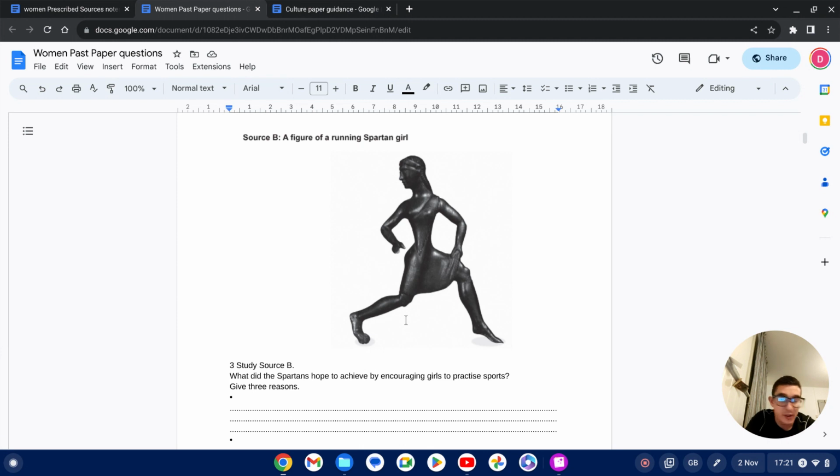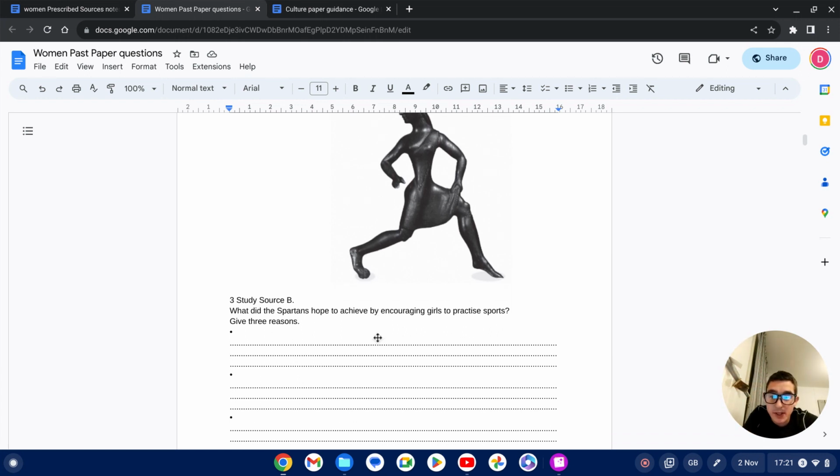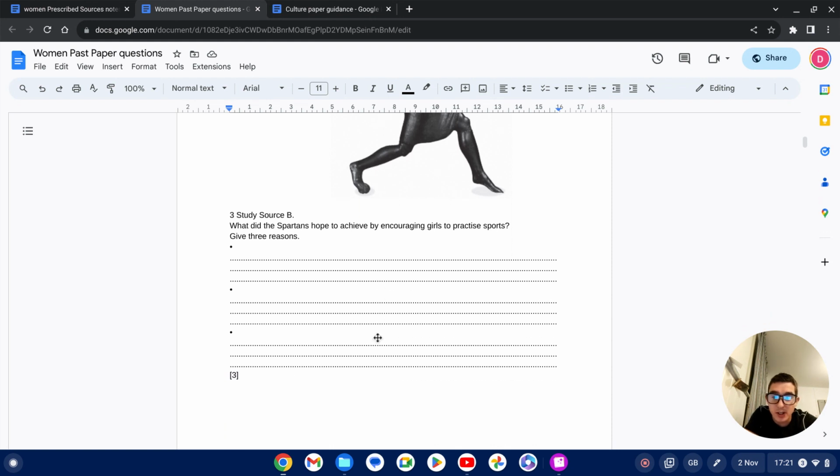Source B. You'll note that in question 3, which says study source B, because it'll be in the insert, the source is from the prescribed sources, okay? So some of the insert might be from the prescribed sources. This is the Spartan girl running, which we saw in the Spartan section of the prescribed sources. But what did Spartans hope to achieve by encouraging young girls to practice sports? Again, this question is basically a factual recall. It's saying give 3 reasons, for 3 marks.